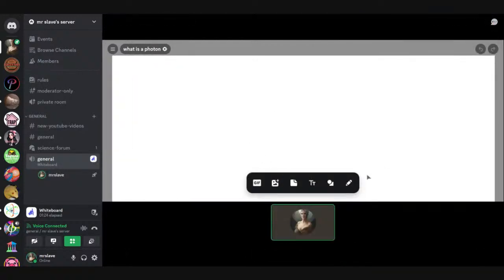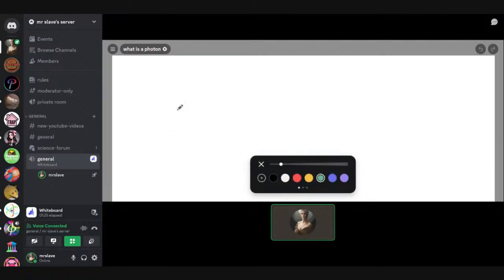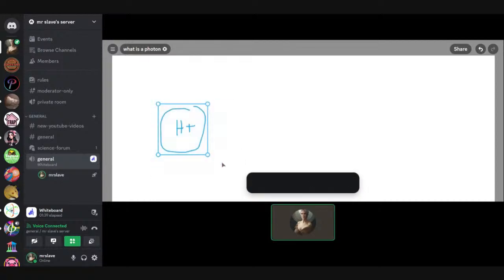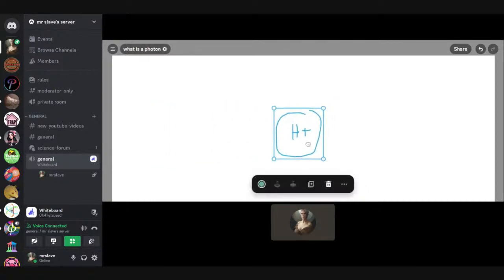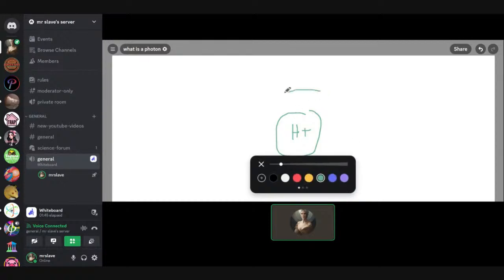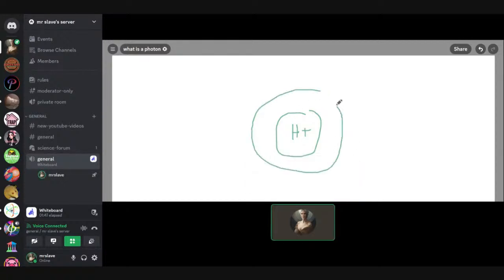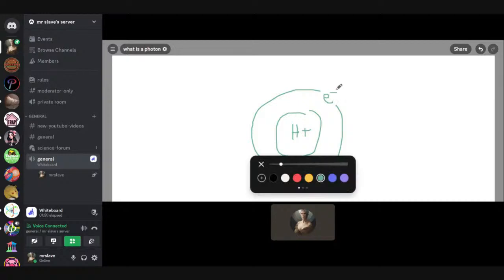So what is a photon? You're not going to believe it. So let's talk about a hydrogen atom. This is the proton. Let's put it here. So this is the hydrogen proton, and we're going to put the electron over here.